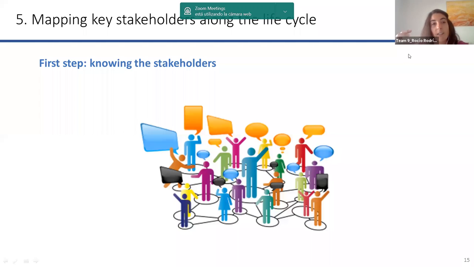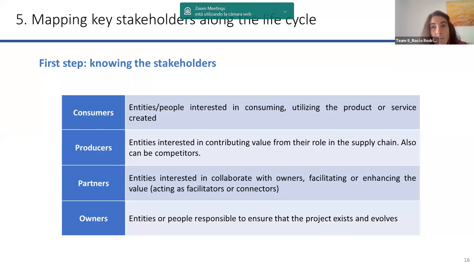Also, it's interesting to know that stakeholders can be the people that can also affect your project, like competitors, for instance. So the first step should be to identify both kinds of stakeholders, the ones that can affect the project and the ones that can be affected by the project. Second slide, please.